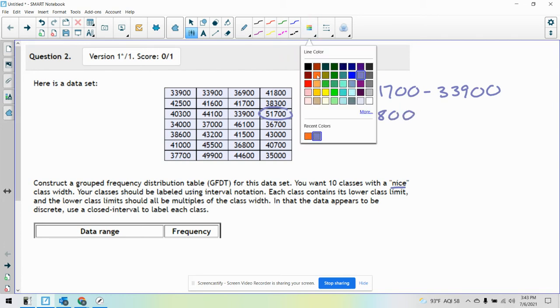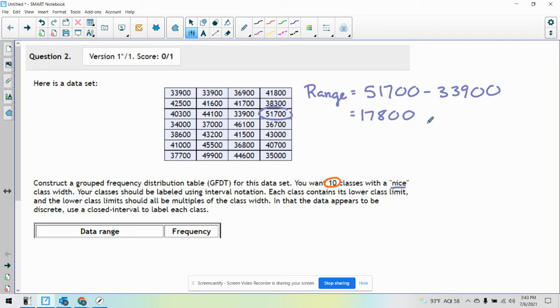Okay, so whatever your range is, the very next step, since we want 10 classes, is to divide this by 10. And we get 1,780. Okay, that's not really a nice number. So you always want to take this and round up to the next nice number. Nice numbers are like multiples of 10 or 20 or 50 or 100, stuff like that. So I round this up to the next nice number. Really, you might think 1,800, but let's go even nicer than that. This is kind of a weird example. Let's round this up to 2,000. That's really nice. So each class is going to have a size of 2,000.